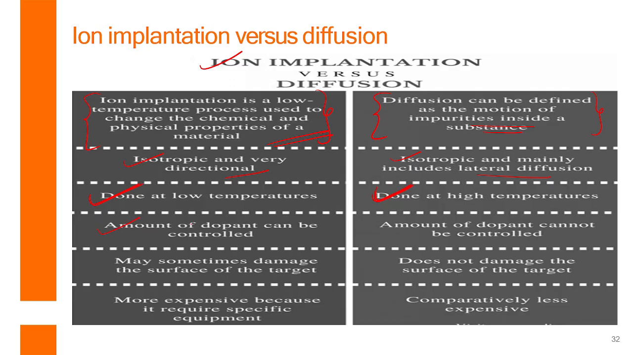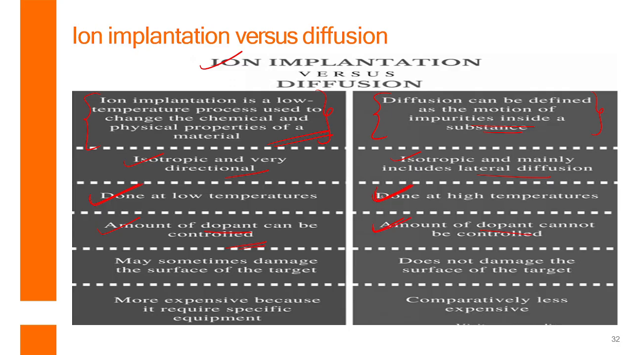The amount of dopants can be controlled. We apply some voltage, and the ions are accelerated in some direction. The amount of penetration of the n plus dopants depends on how much voltage we apply. A small voltage means less penetration, a large voltage means more penetration. So we can control the dopants in ion implantation, but here we can't. Why? Because we are passing the gas, and that is diffusion from high concentration to low concentration, so we cannot control this diffusion.